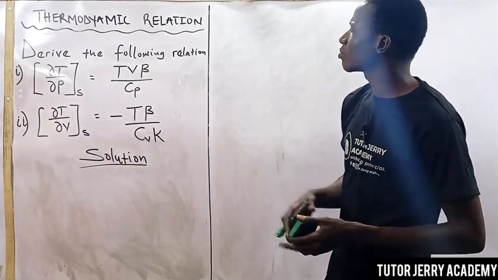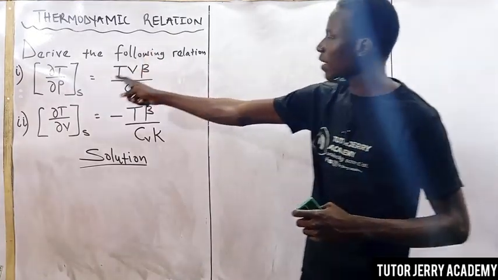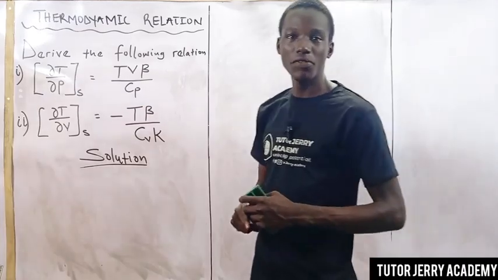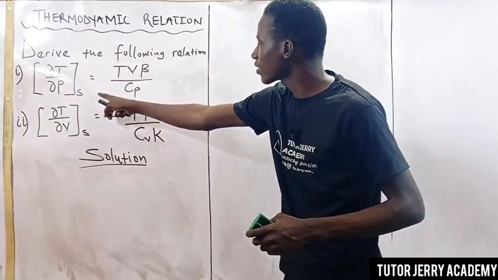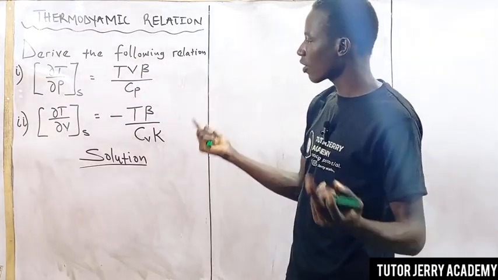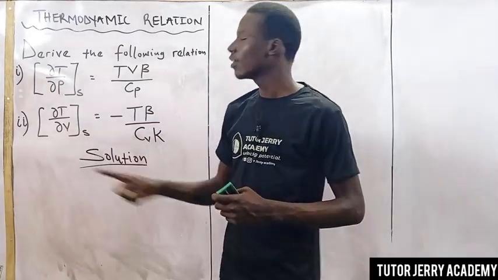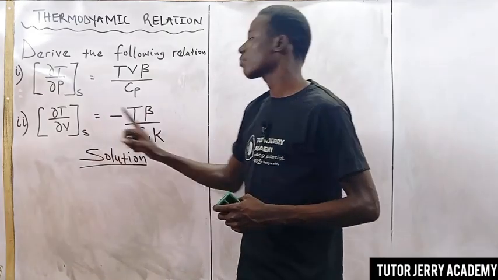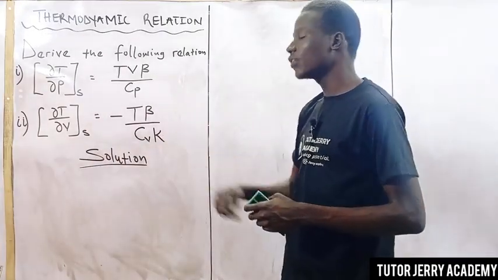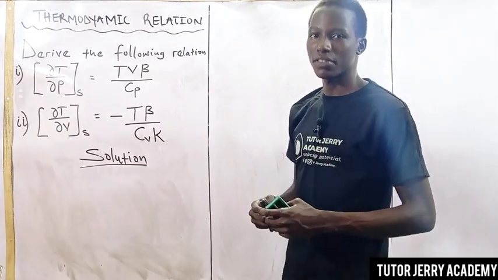So we are asked to derive the following relation on the board. The first one says the partial derivative of T all over the partial derivative of P, keeping S constant, is equal to T V beta all over Cp. The second one says the partial derivative of T all over the partial derivative of V, keeping S constant, is equal to minus T beta all over Cv multiplied by K. So now let's go ahead and derive these relations.